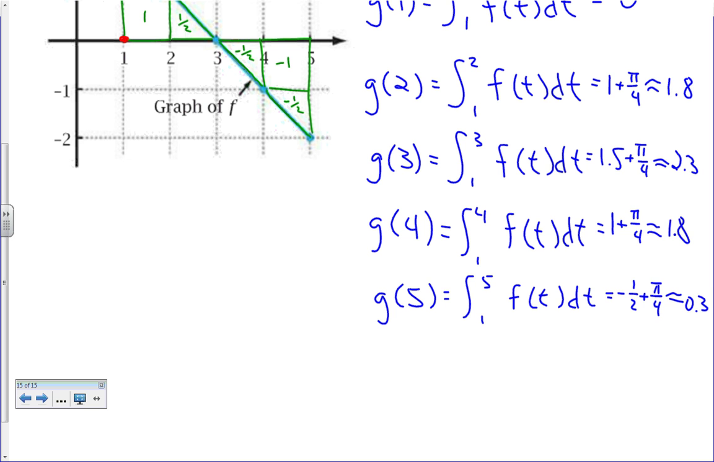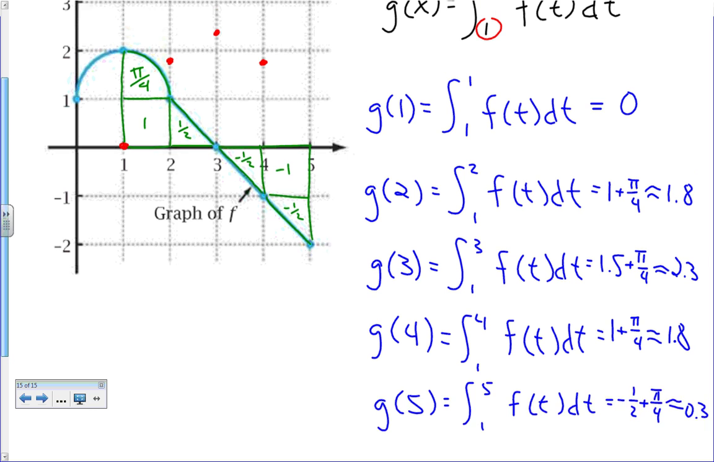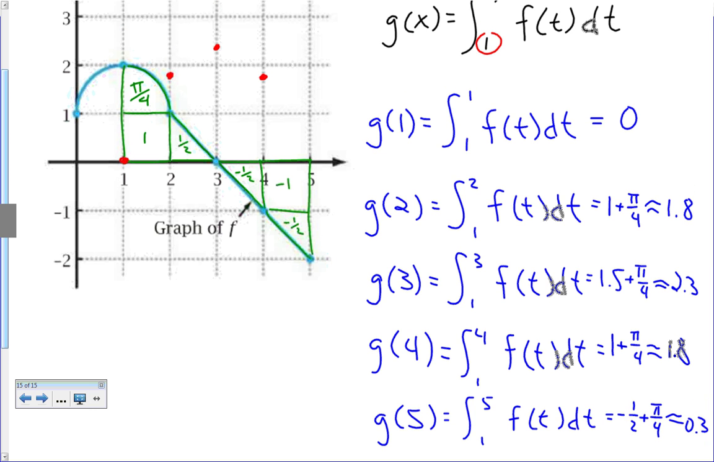So again, let's plot that point at x equals 5. We plot a value of about 0.3. We'll say that's about right here. All right. And there's one more point for us to plot here on this sketch. We move forward from x equals 1, but we should move backwards as well if we can. And I should be able to find out what g of 0 is equal to.